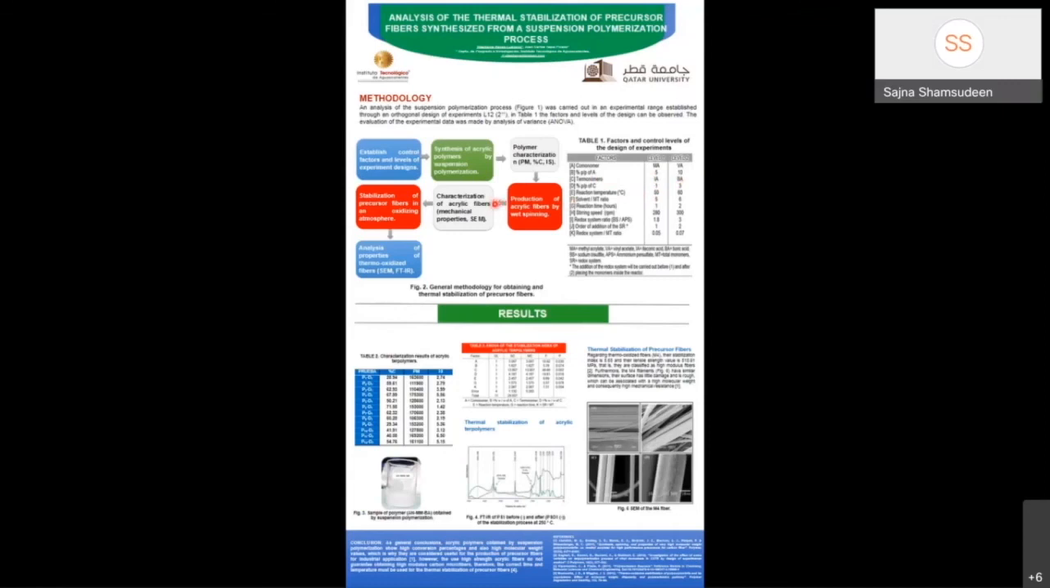Otherwise, the other stages of the methodology are synthesis of acrylic polymers, production of precursor fibers by wet spinning and their thermal stabilization, and finally, their characterization by infrared spectroscopy techniques, scanning electron microscope, etc.